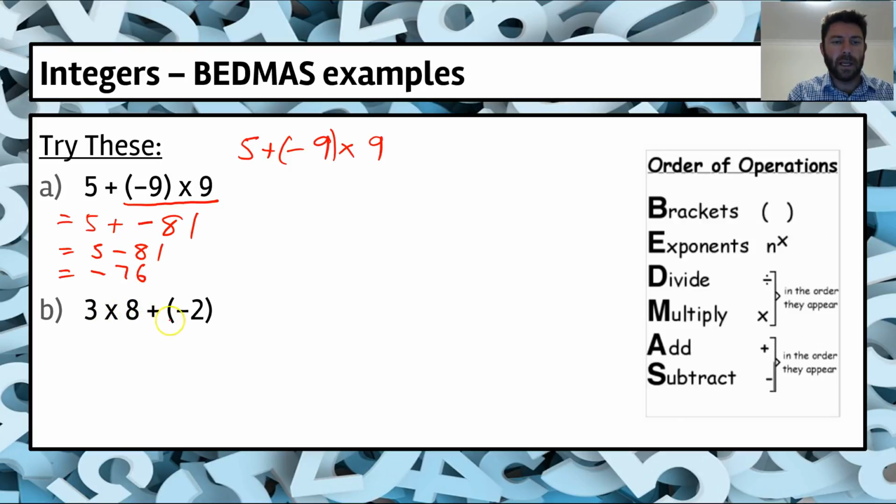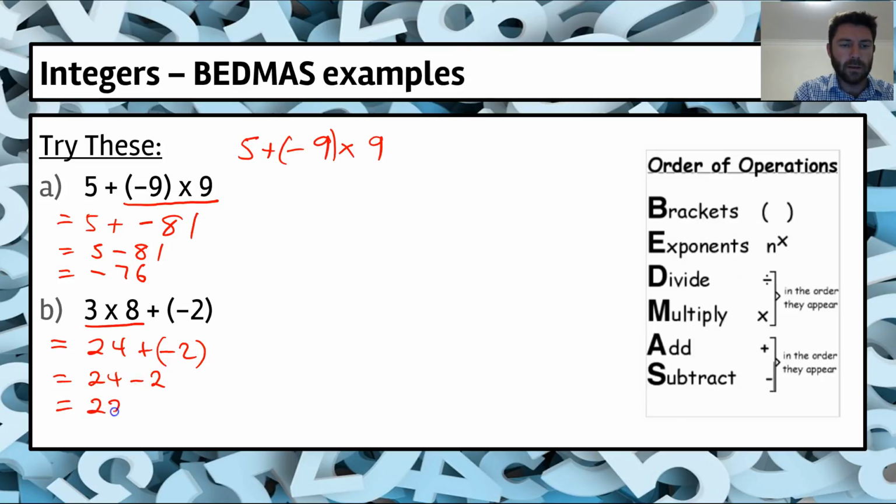All right, 3 times 8 plus minus 2. So we go brackets. Well, that bracket's just the number. So we've got 3 times 8, which is 24, plus minus 2. Well, we're going to simplify this to be 24 minus 2. Because we've got opposite signs, that simplifies to minus, and 24 minus 2 is actually 22.